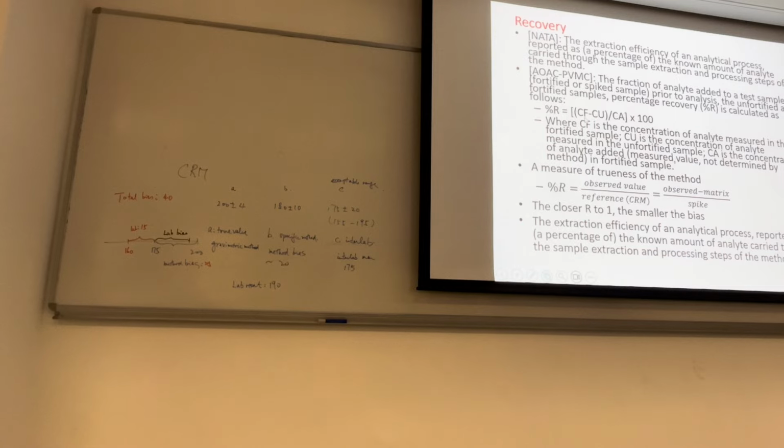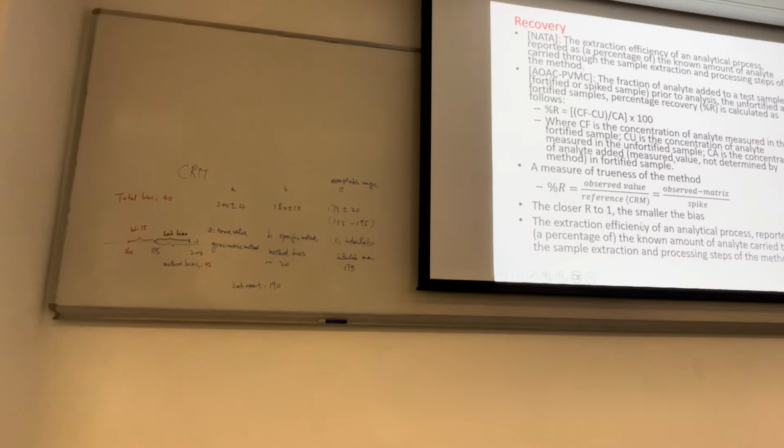This is the amount in your spiked sample. Spike also means added. That means we know the amount of analyte added to the sample. And this is the unfortified sample. And Ca is the amount you added, okay? Times 100% will give you the recovery.